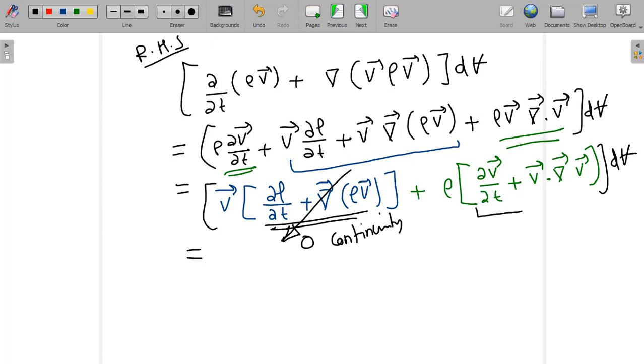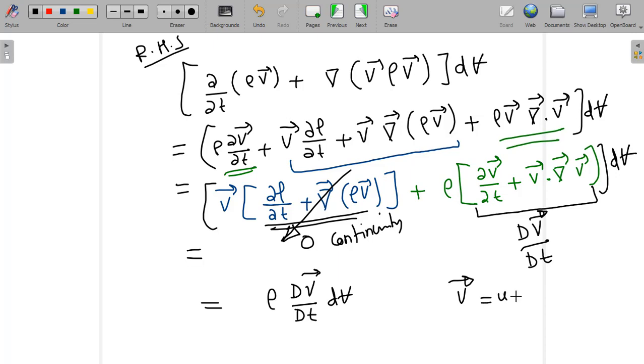Okay, and what is this part? This part you can see is nothing but the material derivative of velocity, dv dt. So basically what we are getting in the right hand side part is rho into dv dt into volume dv. Remember, what is the velocity here? We are considering a 2D situation. The velocity is ui plus vj. Okay, so now let us see what is there in the left hand side part of the equation.